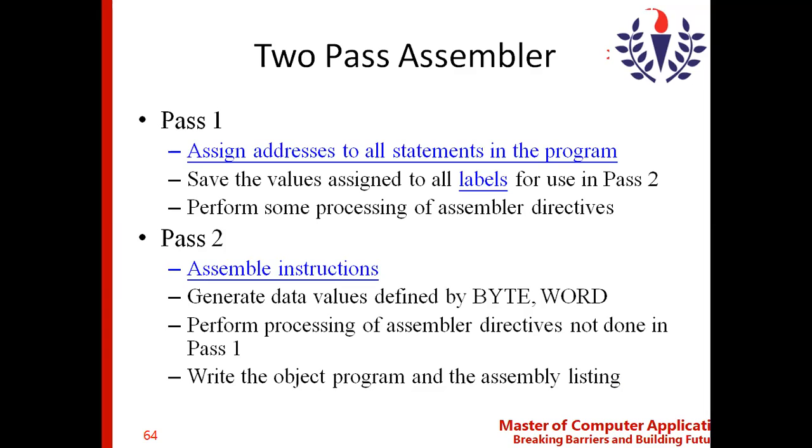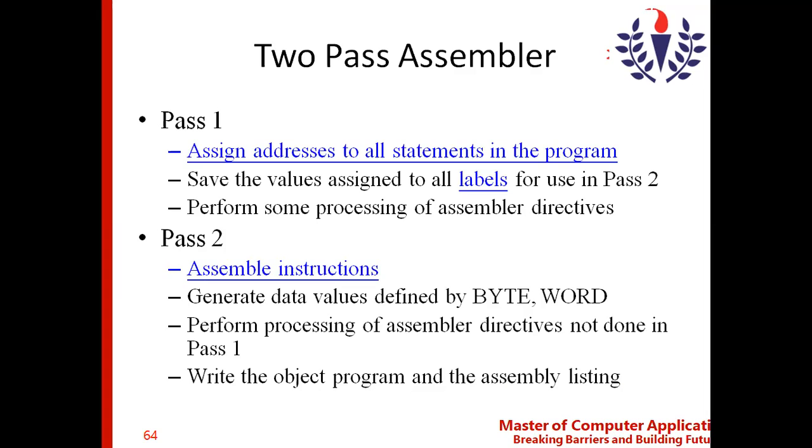And it performs some processing of assembler directives. As I already told you, we have different assembler directives like RESB, RESW, BYTE, WORD. So we need to know the functions of assembler directives, what is the use of assembler directives. That is what we have discussed already. So all of these have to be done by the assembler. In pass 2, it assembles the instructions. The actual conversion takes place in pass 2, and it generates data values defined by BYTE and WORD.